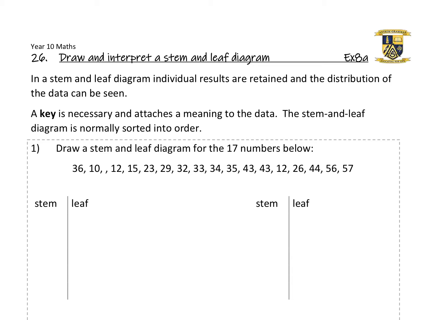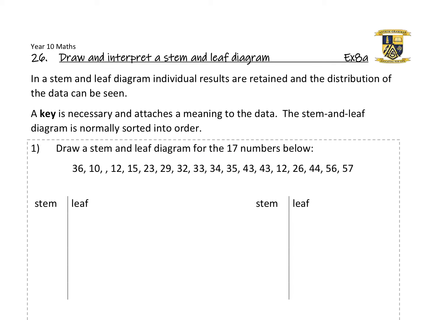So in a stem and leaf diagram, individual results are retained and the distribution of the data can be seen. So this is a good advantage, that you don't lose any of the data. A key is necessary and attaches a meaning to the data. So every stem and leaf diagram will have a key, and that'll usually be worth a mark in an exam. The stem and leaf diagram is normally sorted into order.